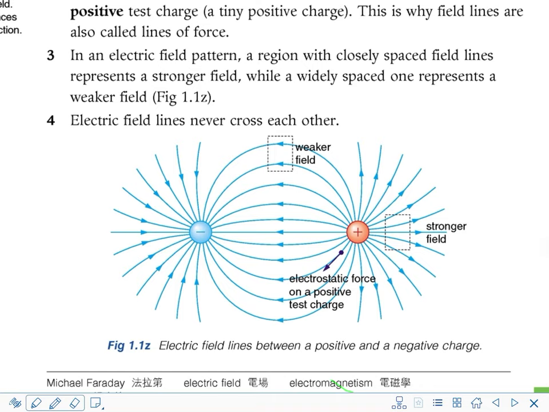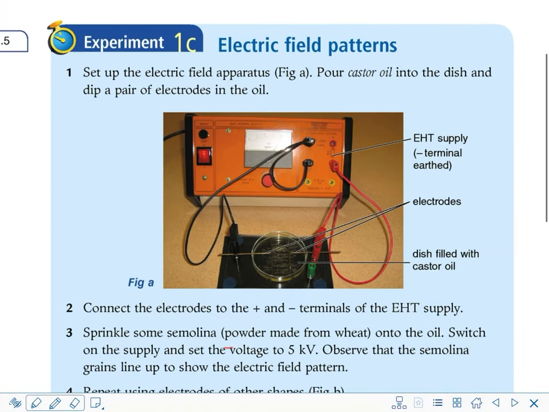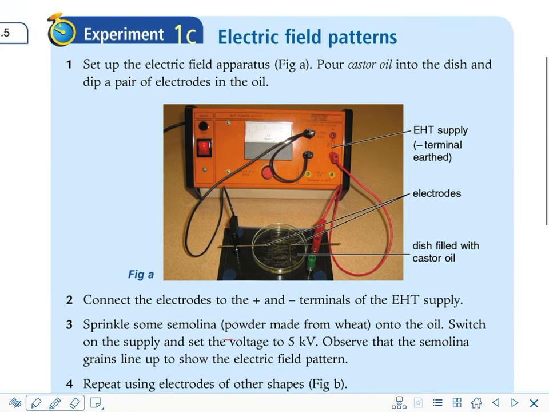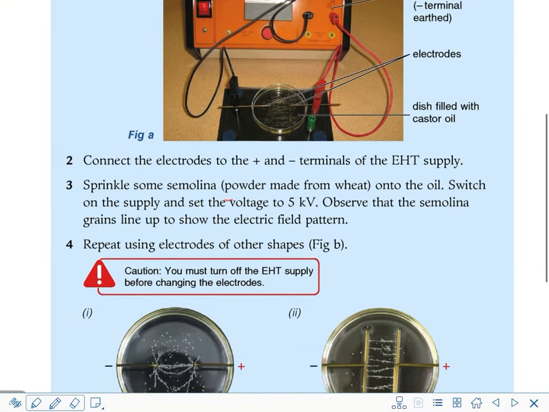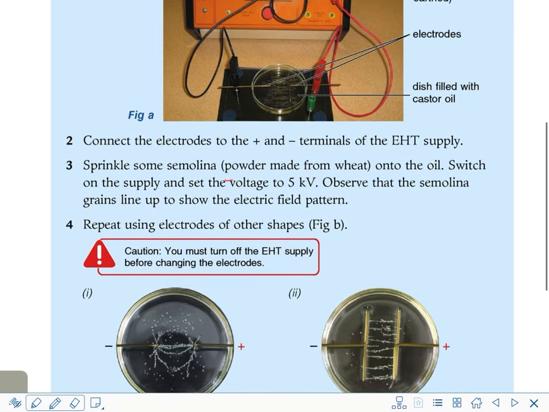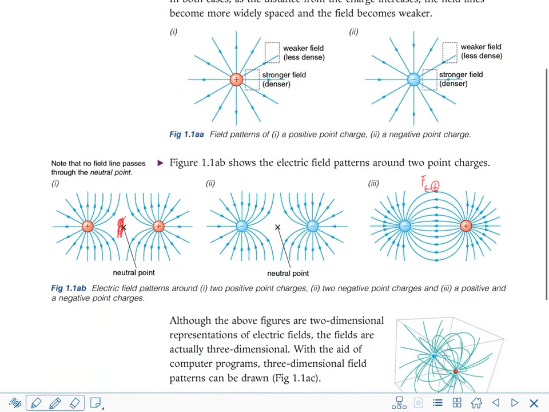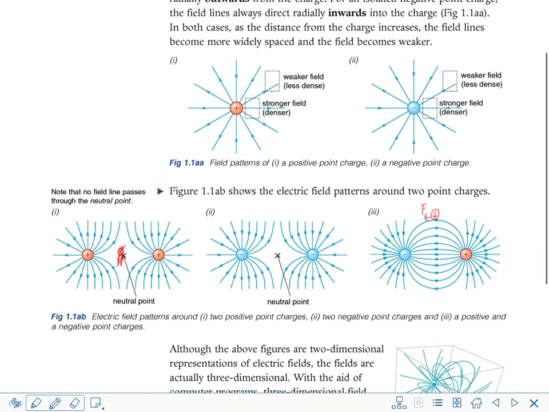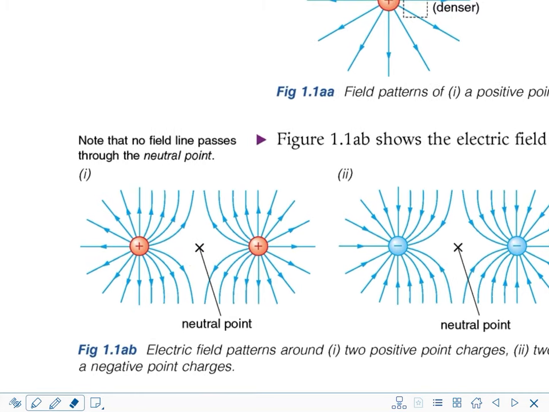Okay, electric field. If there are two charges, the electric field will be distorted like this. We can use an experiment to find out the pattern of electric field. Okay, this is one experiment. We will put some seeds on the oil, and we have an EHT supply. EHT supply means it can provide a high voltage, but with very little current, so it's not dangerous for us.